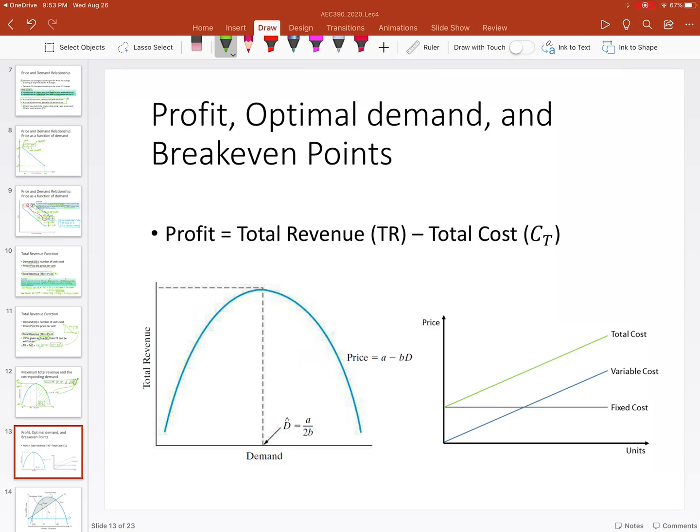Okay, now let's talk about the profit. Very important. Profit is our goal, what we want. And the profit, we know, is total revenue minus total cost. This is a general formula, easy to understand. Revenue covers everything, but revenue is not our true goal. We always want to consider the cost.